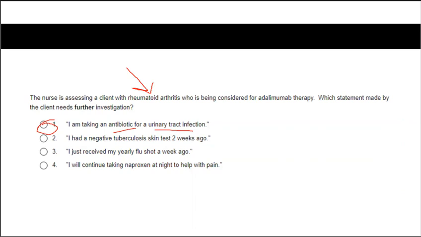And the last one, I will continue taking naproxen at night to help with the pain, okay? Again, because of the pain associated with rheumatoid arthritis, we can give them our naproxen or your celecoxib. Those are your non-steroidal anti-inflammatory medications, and they could effectively treat pain and minimize inflammation in this client with rheumatoid arthritis. So number one would be our correct answer.